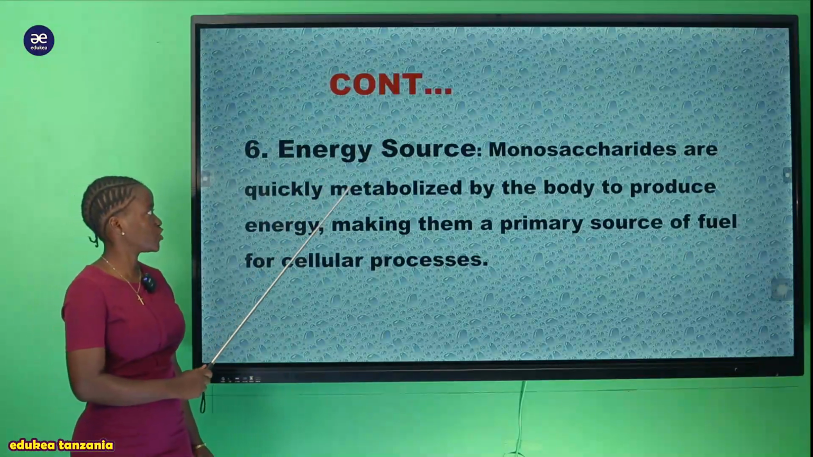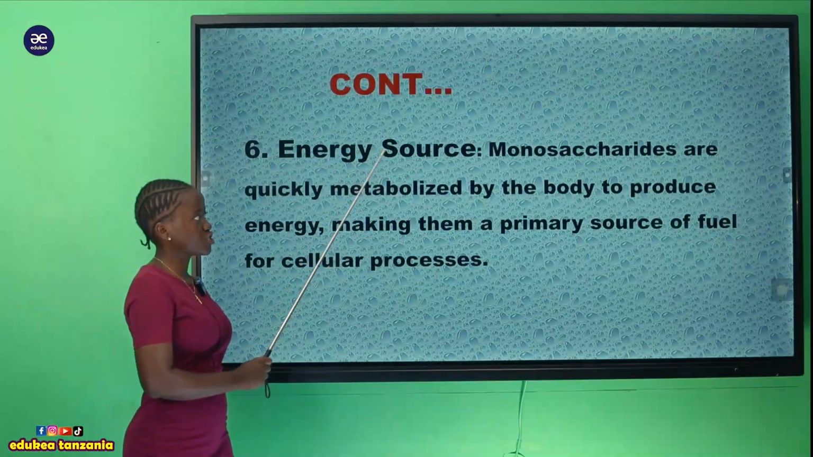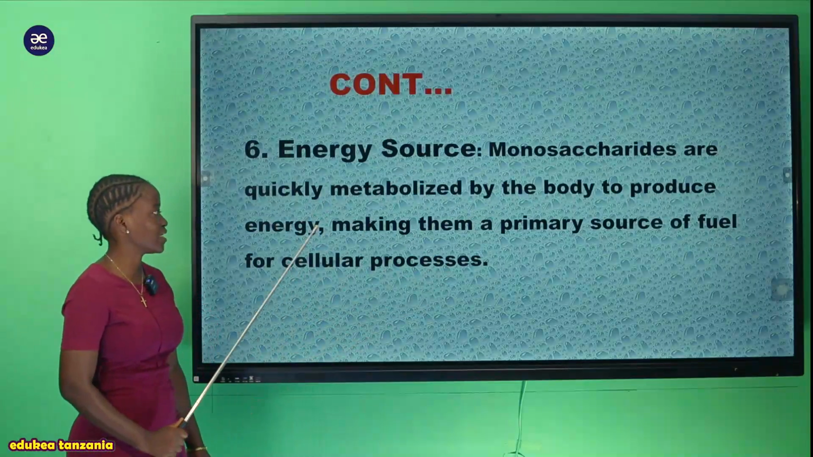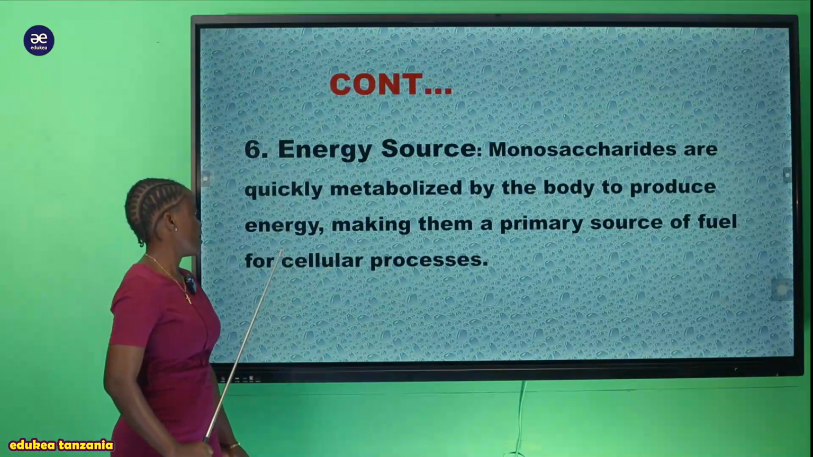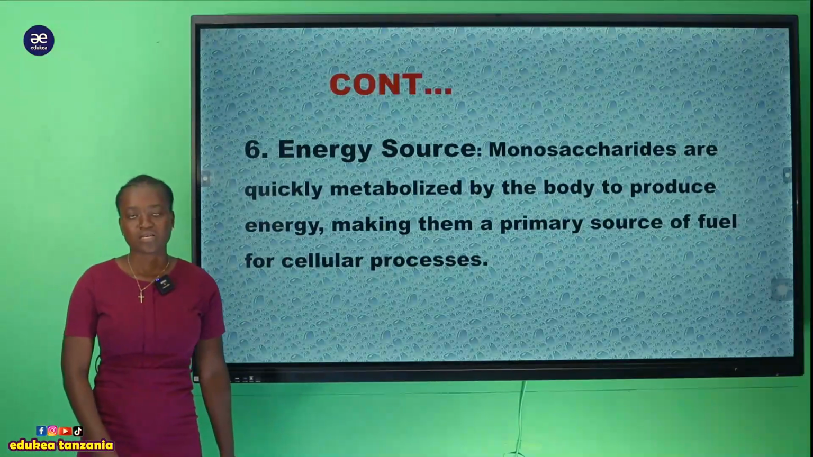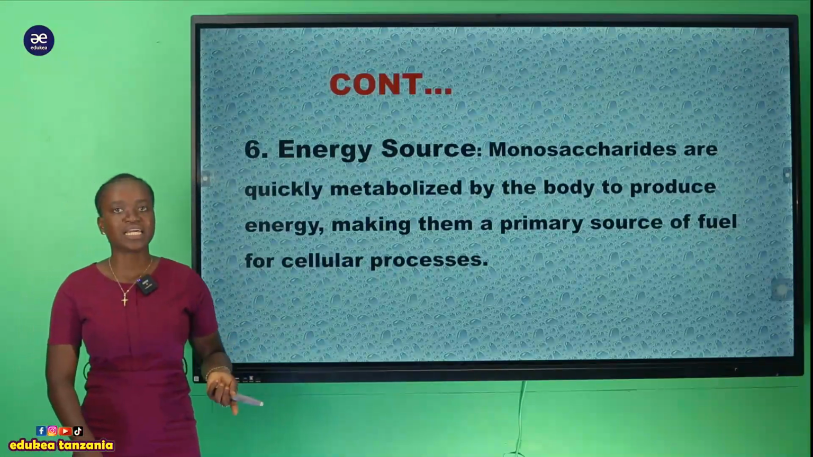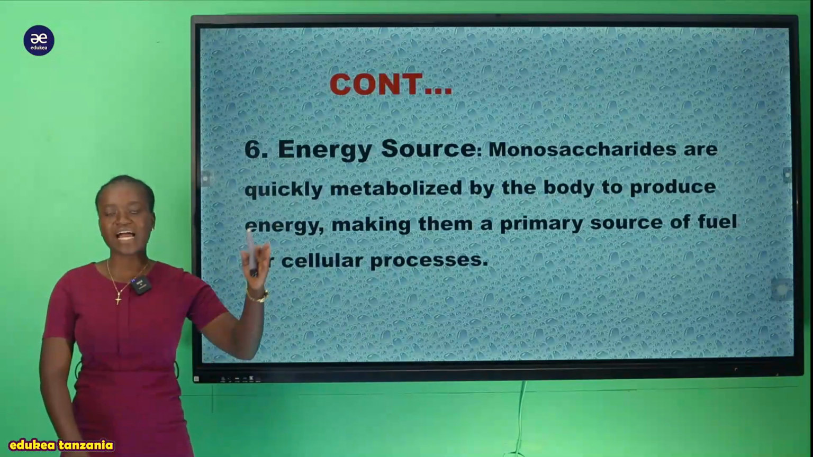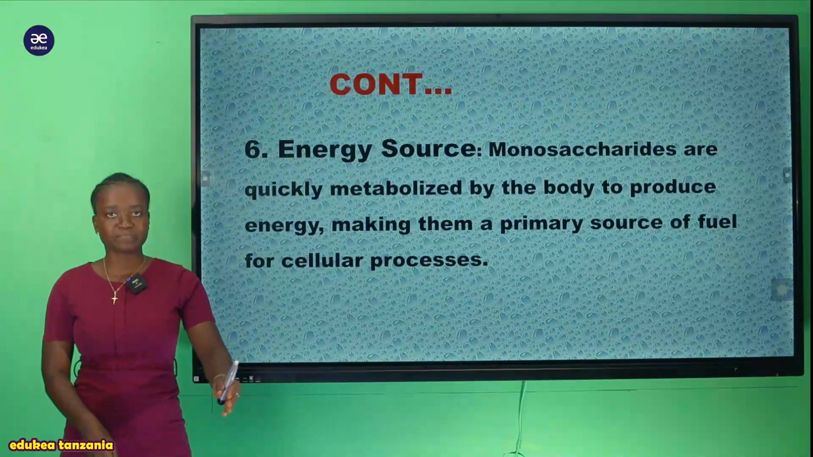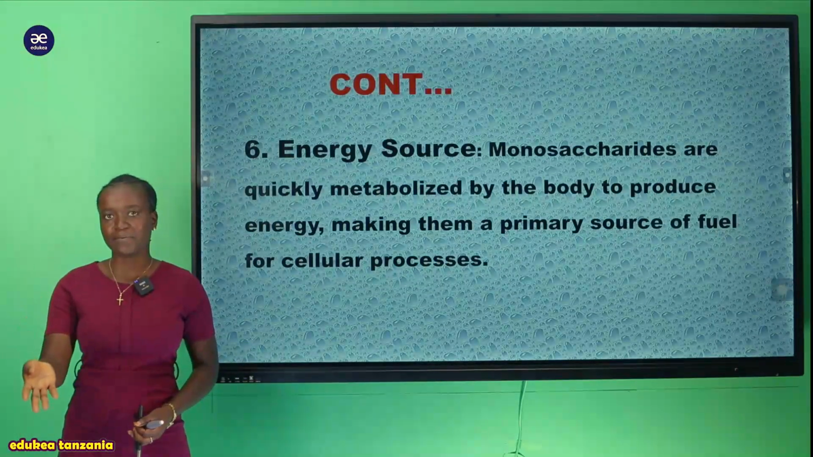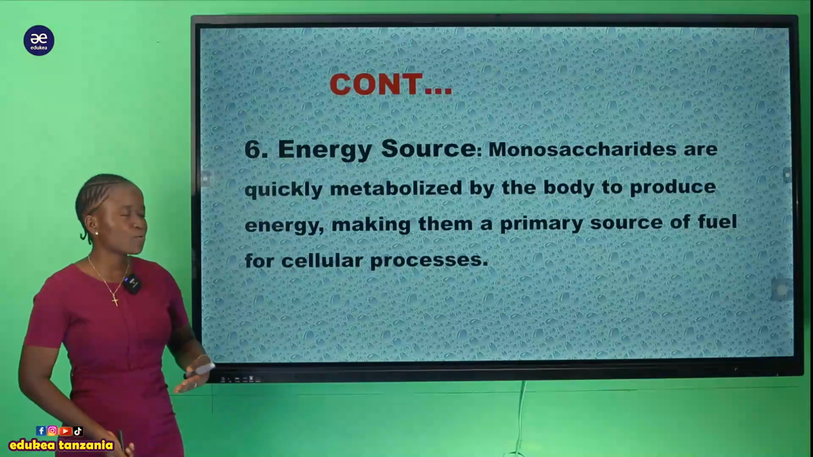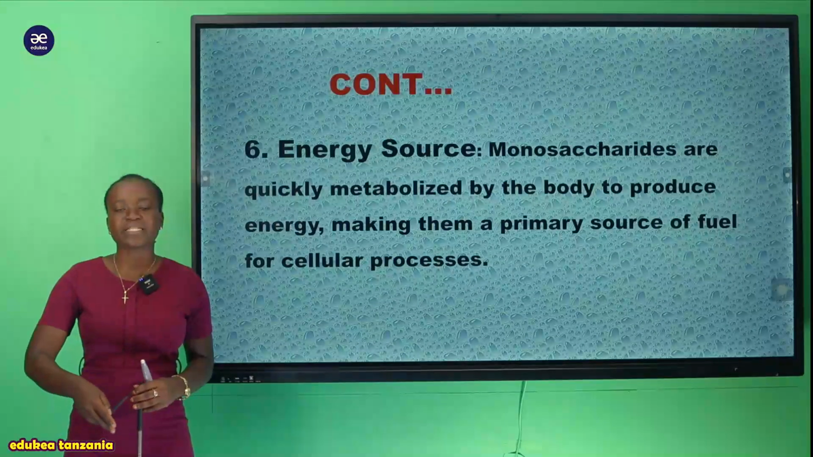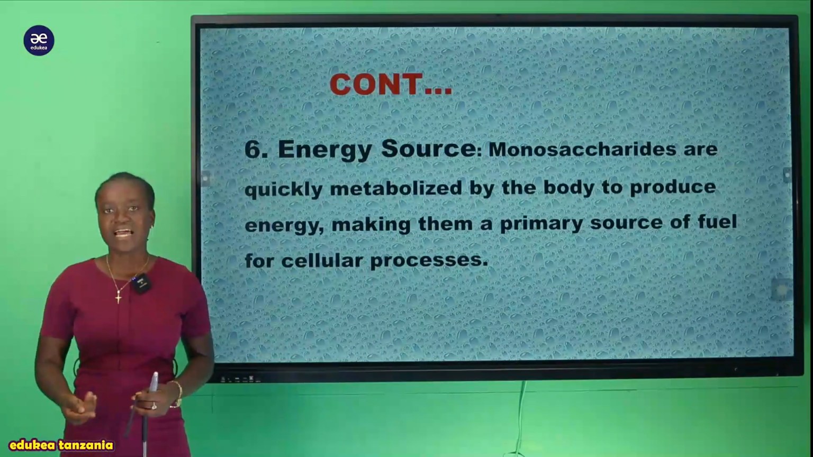And another feature here is the energy source. Most monosaccharides are quickly metabolized by the body to produce energy, making them a primary source of fuel for cellular processes. So most of these monosaccharides have a great ability to produce a lot of energy compared to other kinds of organic compounds, that is proteins and lipids. Why do they have the ability to produce more energy? Because when they enter the body they can be metabolized very quickly so that they release energy.